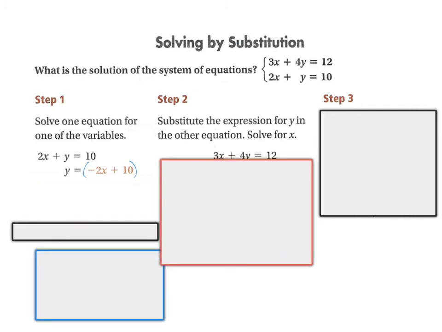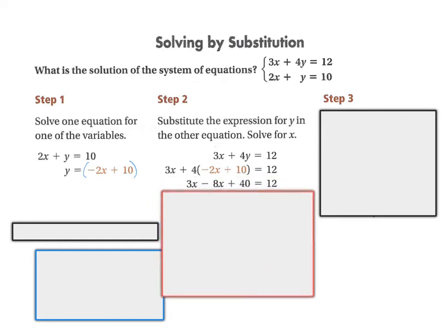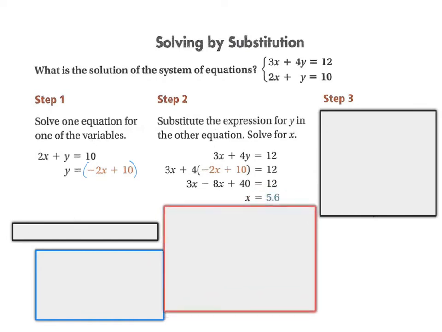And it looks like this. See the 4y, well, the 4 stays and the y becomes that parentheses that we just made. And now all I have are x's, and since I have x's, I can go ahead and solve for x. And we get 5.6. By the way, I really don't like that answer. I would rather see you do it like this.